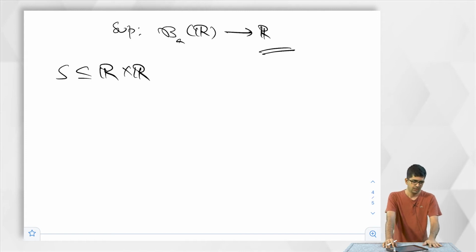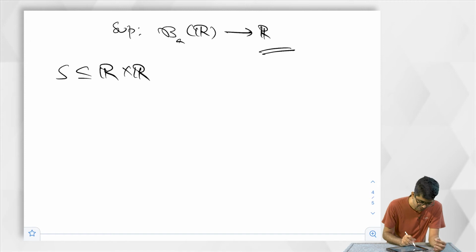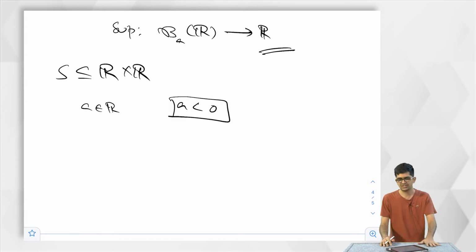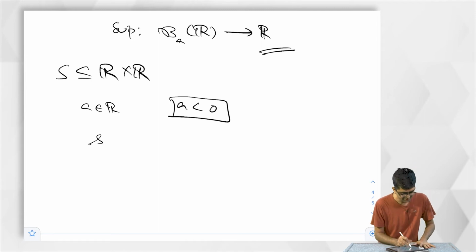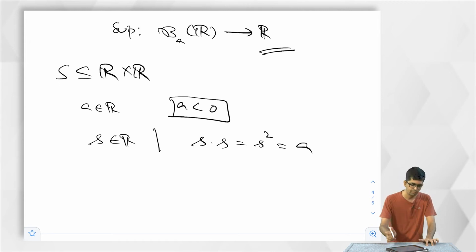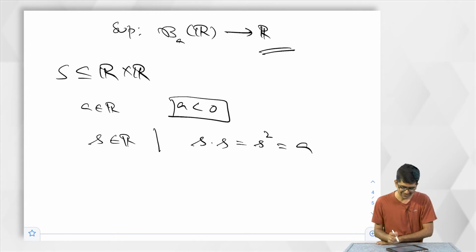For example, one can ask the following question. Suppose there is an element A belongs to R such that 0 is greater than A. Maybe I should write down A less than 0. Suppose A is less than 0, can I think of existence of some element S belongs to R such that S dot S, which we are writing as S square, can it be equal to A? Right, one can ask this kind of question. For A negative, can I produce an element S belongs to R such that S square is equal to A? Now this order condition, it is stopping this kind of things to happen.